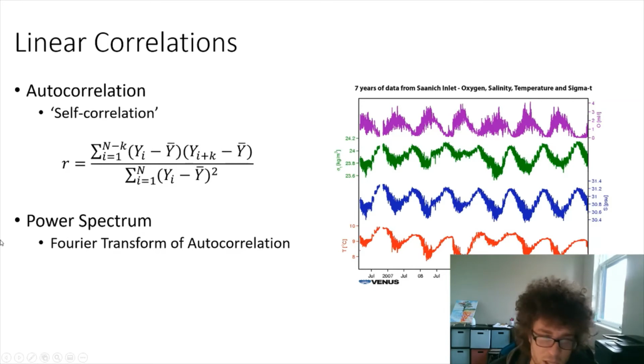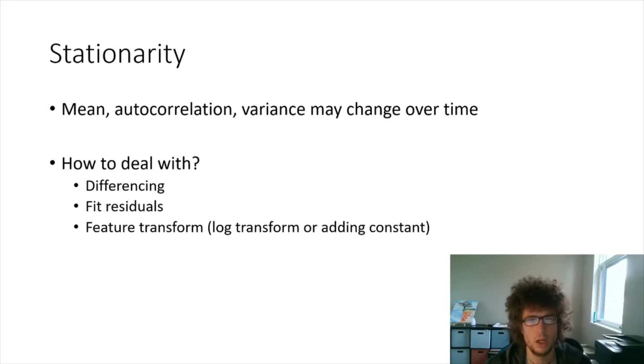Very similar to that is the power spectrum. You sometimes see this. This is just a Fourier transform of the autocorrelation, so it's a very similar method to using the autocorrelation. I'm not going to go into too much detail, but just know that it comes from the same sort of approach.